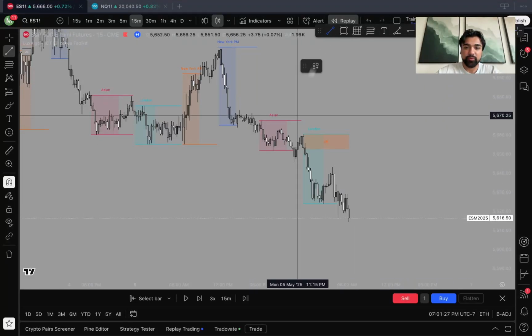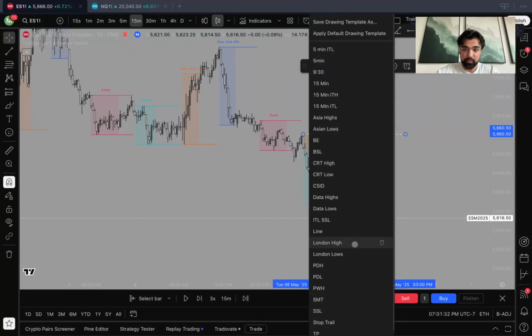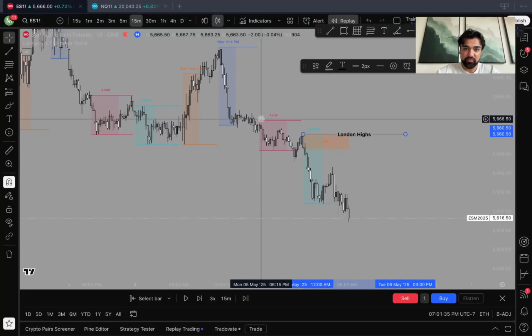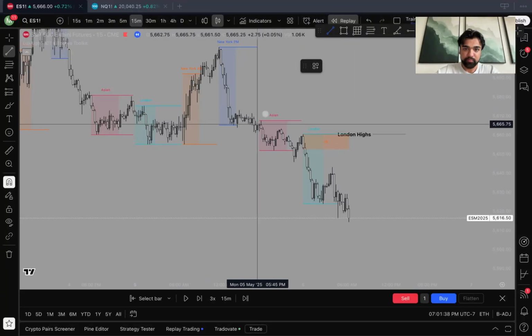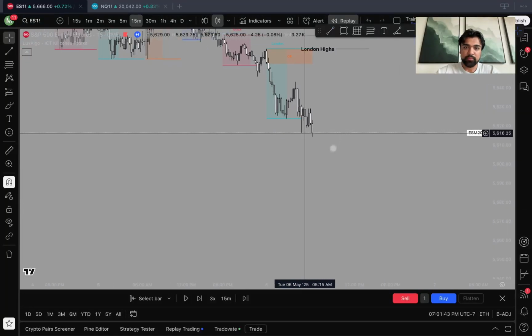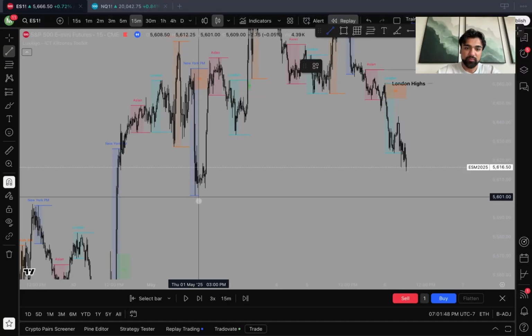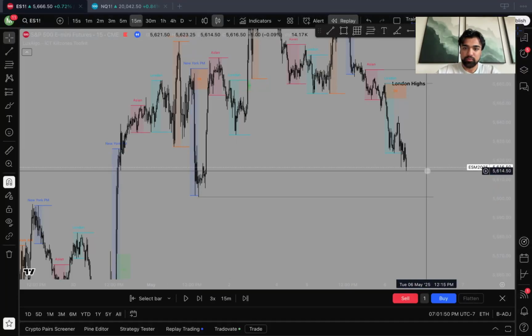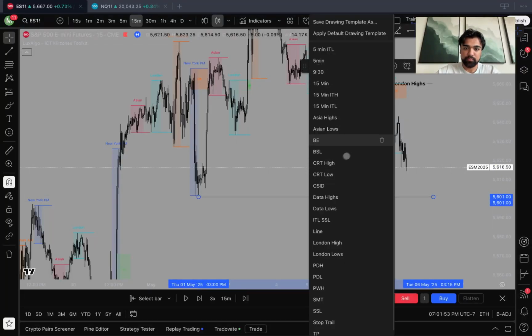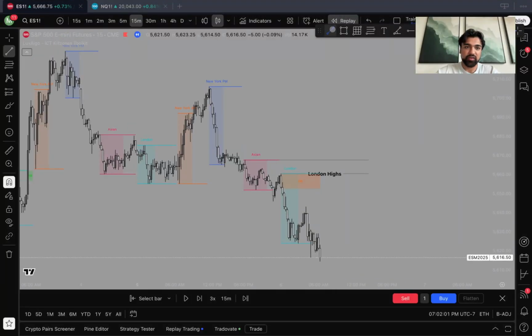So coming into the morning we had London highs, untapped, London highs, Asia highs, up here. And then the lows were swept, and we had this sell side liquidity right here. And then previous day high. And we had previous day high up here, okay?